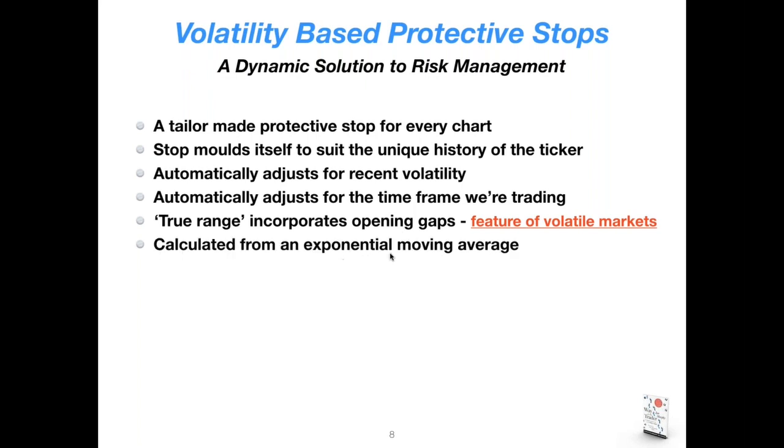ATR is calculated from an exponential moving average rather than a simple moving average. An exponential moving average gives more weight to the most recent data when it's calculating the moving average line. And that will pick up on a change in volatility that little bit quicker, the exponential will, than the simple.